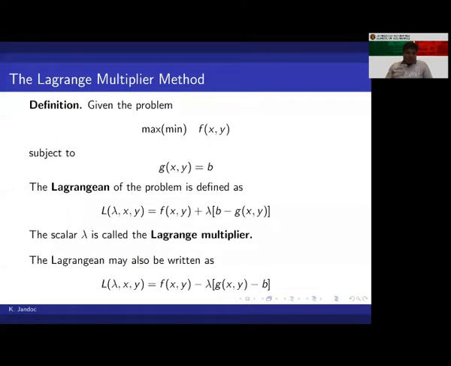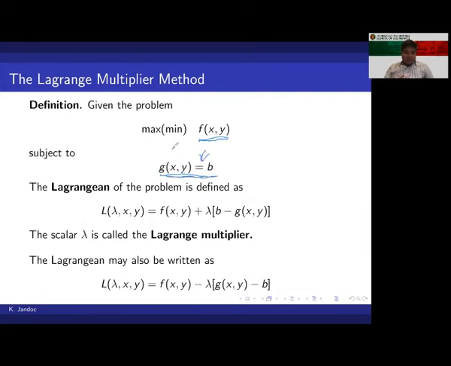So to solve this problem, we discuss the Lagrange multiplier method. So we have this problem. Suppose we have the problem where you want to maximize or minimize a function of two variables x and y. And this maximization or minimization problem is subject to a constraint where the constraint holds with equality.